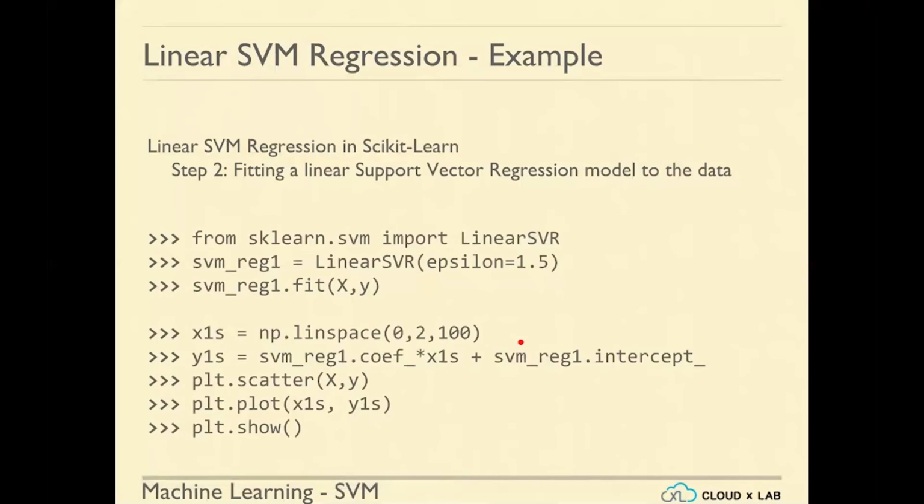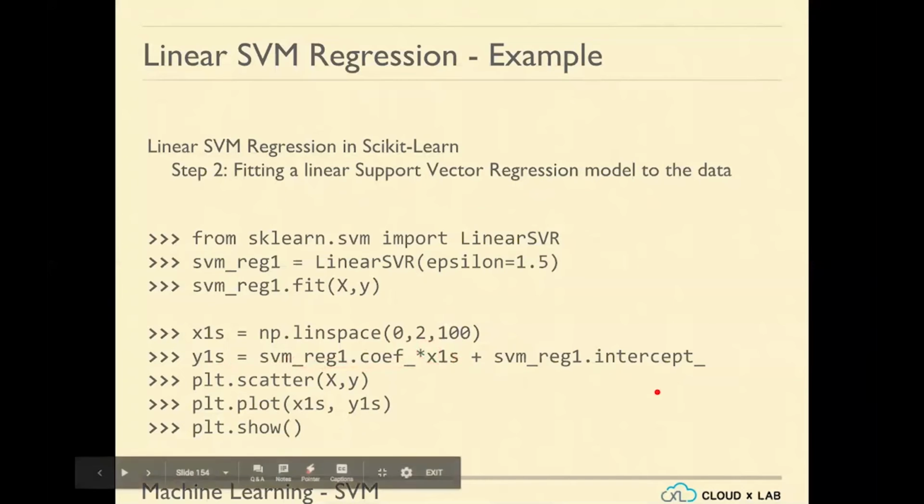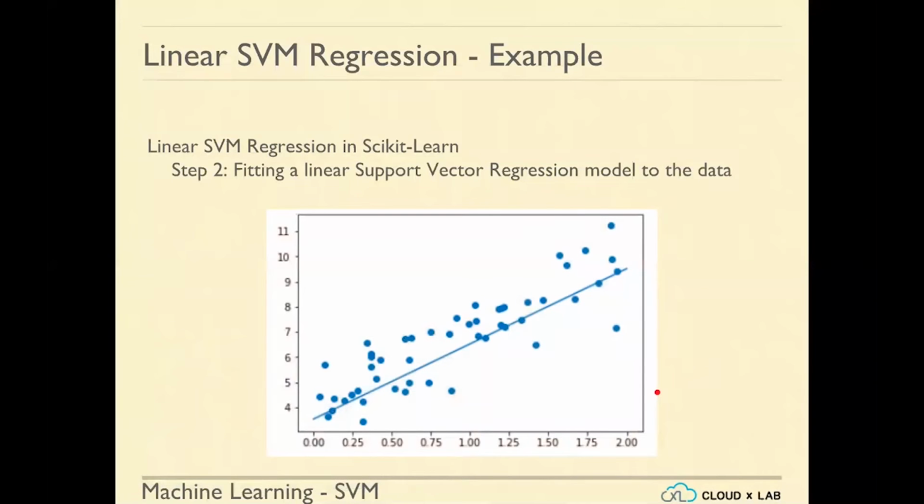From the model, we figure out the intercepts and the coefficients. This coefficient means slope. So we find out the slope and multiply it with x. So it's like y equals m into x plus c. Okay? So this is how the y looks like.